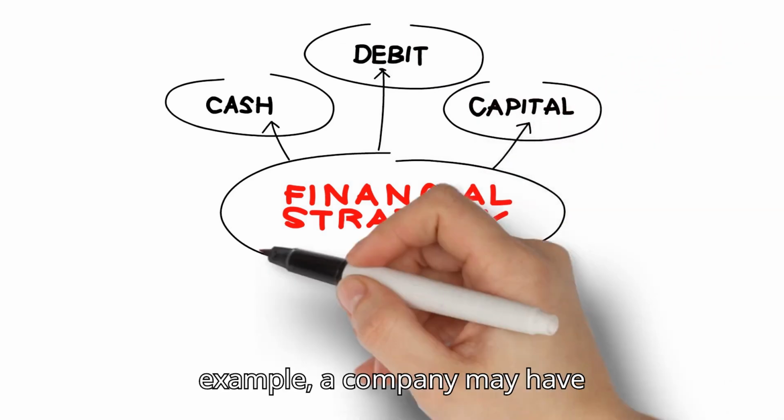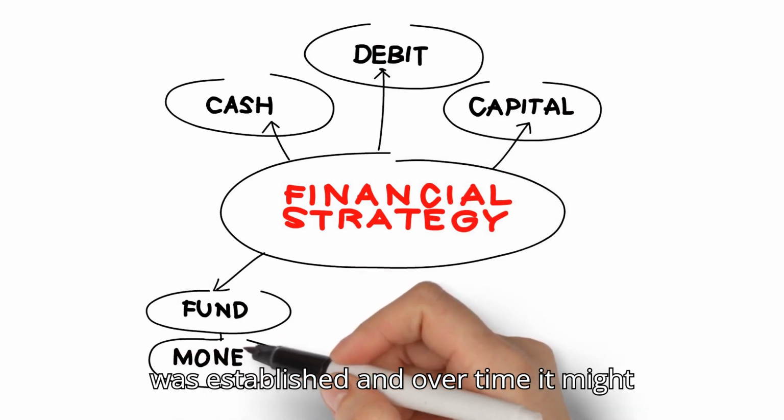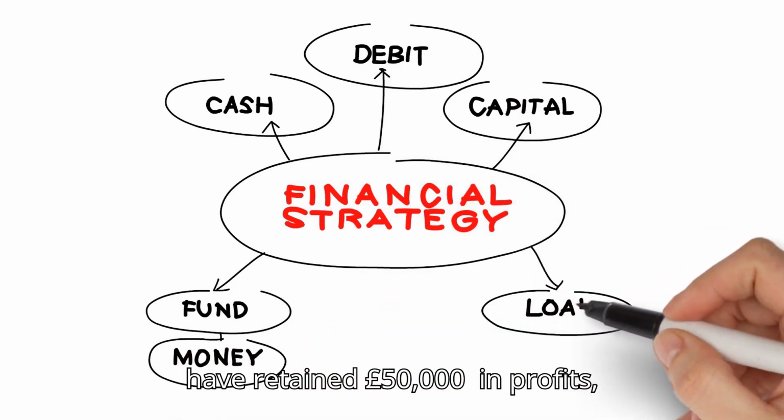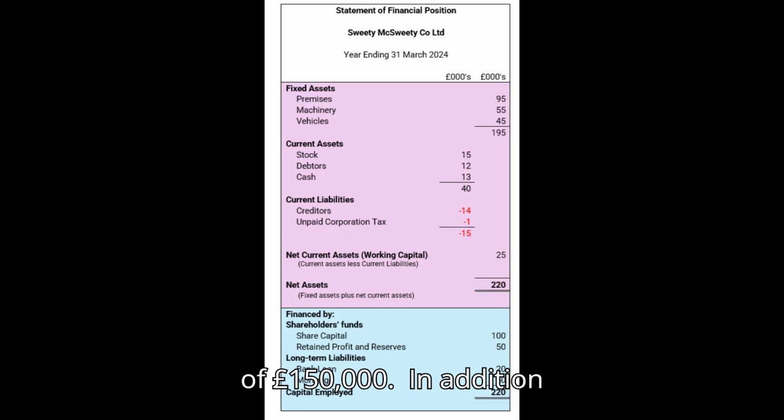For example, a company may have issued £100,000 in share capital when it was established, and over time it might have retained £50,000 in profits, creating a total shareholders' fund of £150,000.